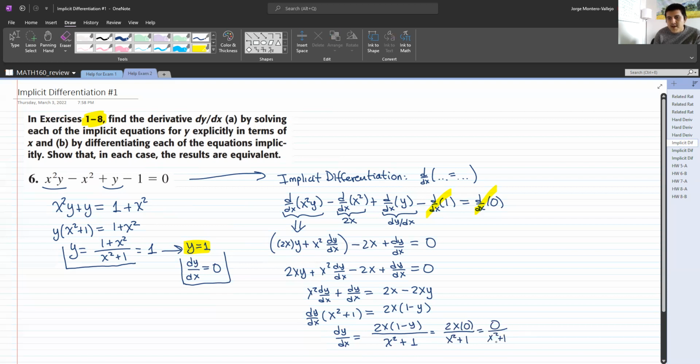0 over anything. Well, x squared plus 1 is never 0. It's always any non-zero number. Because whatever number you choose for x, if you square it, you make it positive, and if you add 1 to it, you make it even more positive. It's never 0, right? So 0 divided by something that is never 0 is 0. So dy dx actually is also 0 this way. Okay, so I have shown equivalence. Although, let me highlight here what we found for dy dx.